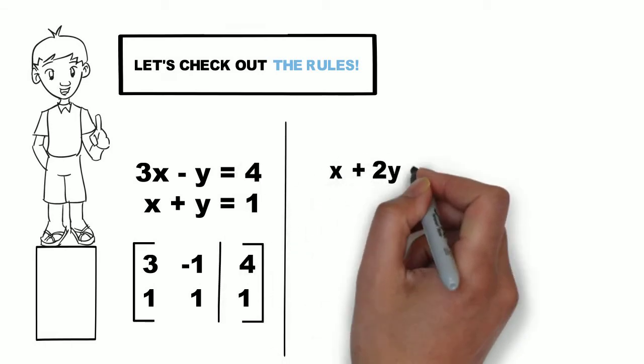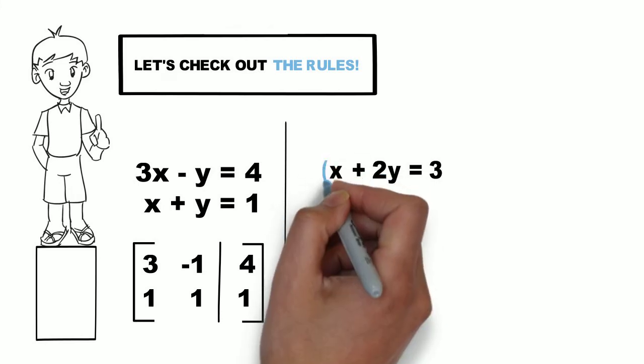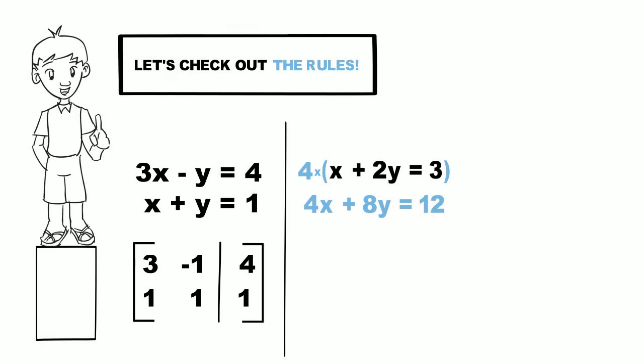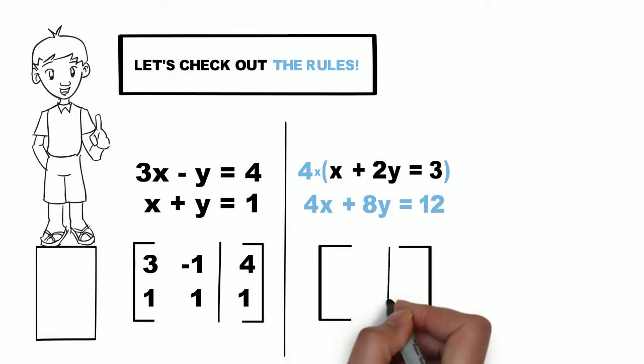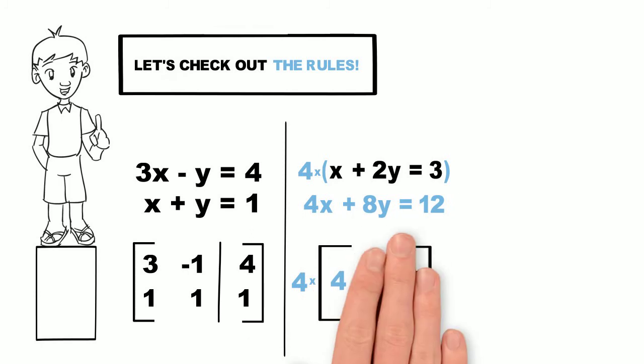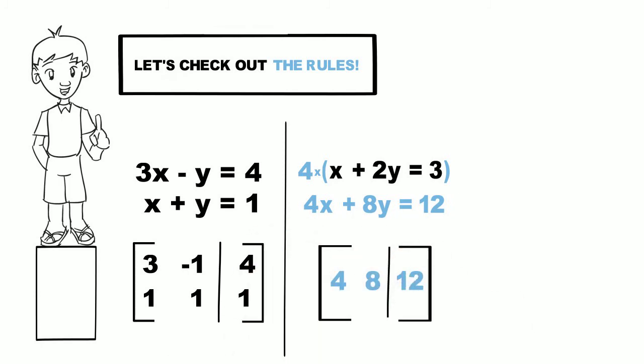Here's another thing we're allowed to do. If you have a single equation, you can multiply the entire equation by, I don't know, 4. And that's okay as long as you do it on both sides of the equation. That means that whenever you see a row in an augmented matrix, you can multiply that row by a single number as long as you hit every single part of that row with the same number. So you're allowed to multiply rows by numbers.